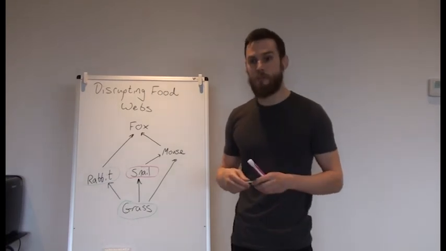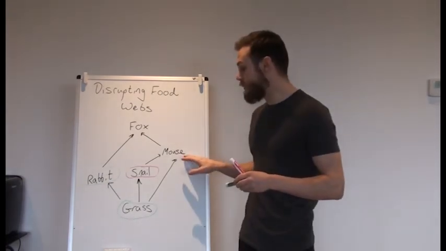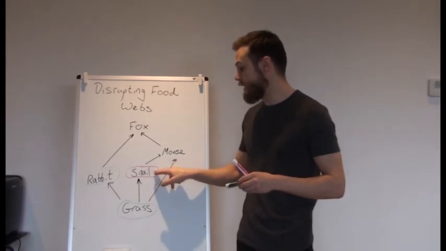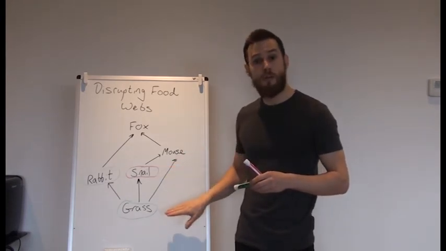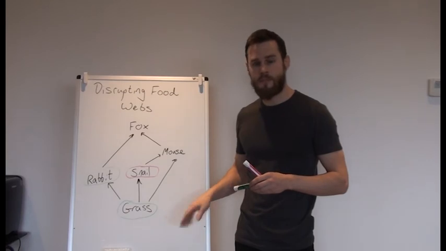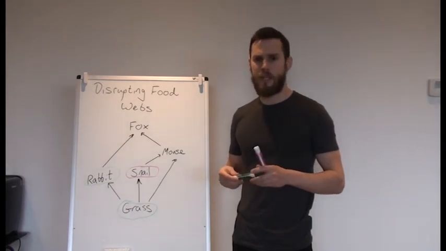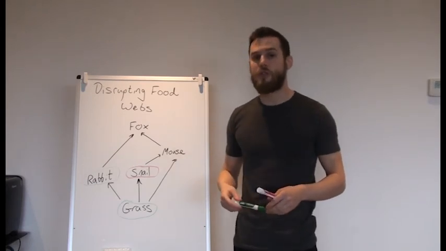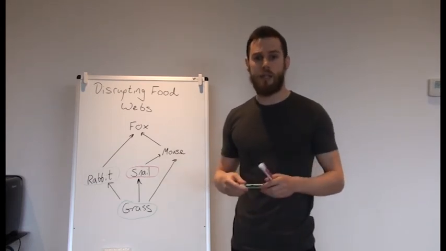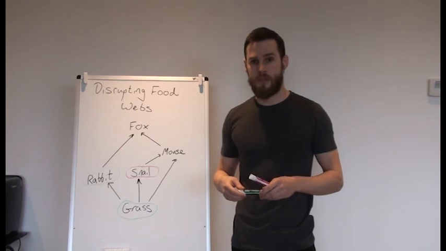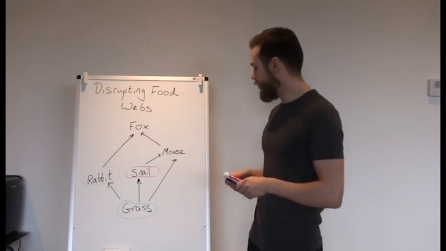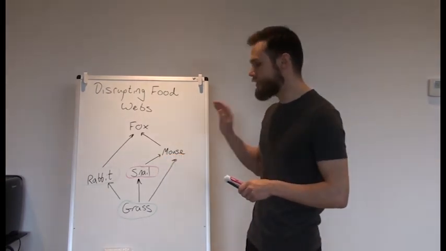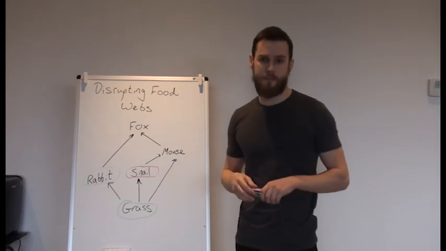Or we could say that the population of mice will remain the same because even though there's less snails, there is now more grass. So, in a particular case like this, it doesn't matter which answer you choose, so long as you justify why. You must give a reason. So let's say I'm going to go with the population of mice stays the same.